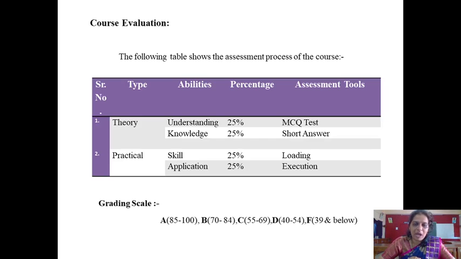Course evaluation. This course will be evaluated for the certificate as follows. We will evaluate this course by considering two components, theory and practical. Theory is an MCQ test and a short answer test to check understanding and knowledge, and the practical component is loading and execution of the program, where the skill and application part will be assessed.